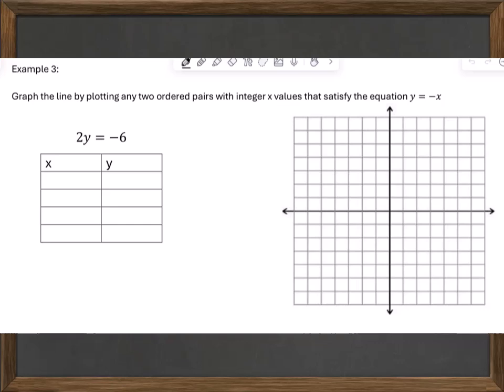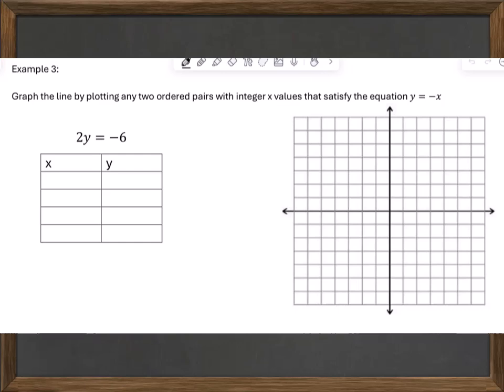All right, let's look at example 3. Again, we have an equation. We have 2y equals negative 6. This is an interesting equation. Take a minute, pause this video, and see if you can see what's very different and unique about this equation relative to the other equations we've been looking at.